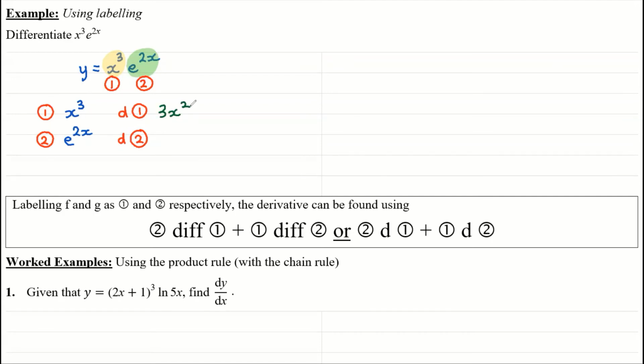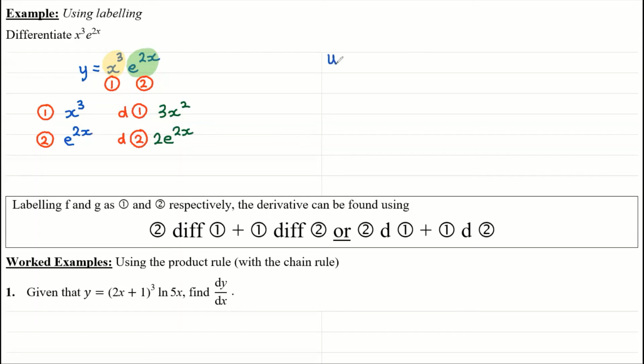Okay, and if we differentiate e to the 2x, this is the e to the kx rule. So the 2 comes down, and then the function remains as it was. So it's 2e to the 2x. So it doesn't take long to find the derivatives. Okay, so now we can put the derivatives together using the product rule.